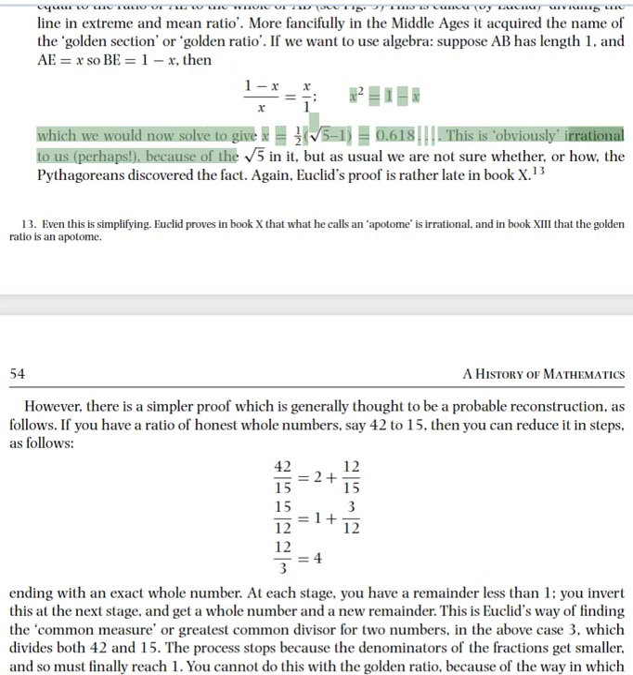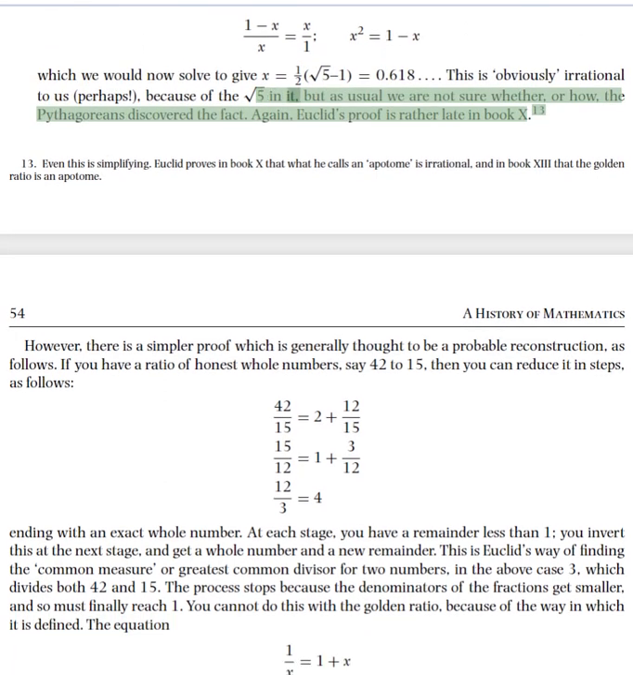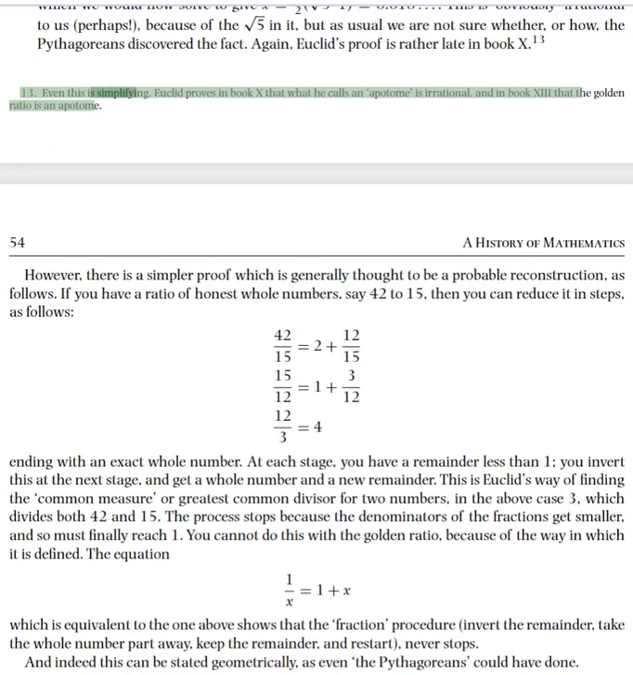This is obviously irrational to us, because of the square root of 5 in it, but as usual we are not sure whether, or how, the Pythagoreans discovered the fact. Again, Euclid's proof is rather late in Book X, 13. Even this is simplifying. Euclid proves in Book X that what he calls an apotome is irrational, and in Book 13 that the golden ratio is an apotome.